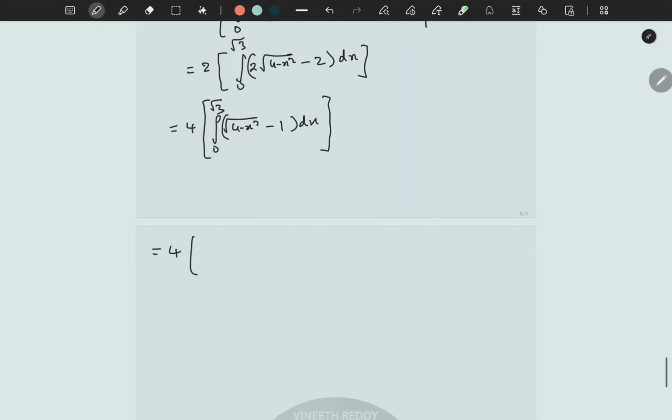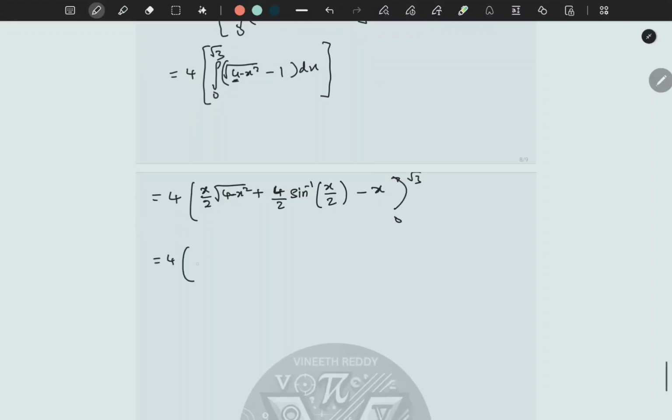So this should be 4 times, again, x by 2 under root a square minus x square, plus a square by 2, sorry, it should be plus 4 only, into sine inverse of x by a. So a square is 4, so a should be 2. I hope you are with me. So we should be writing x by 2 here, and the integral of minus 1 is minus x, and the limits are from 0 to root 3.